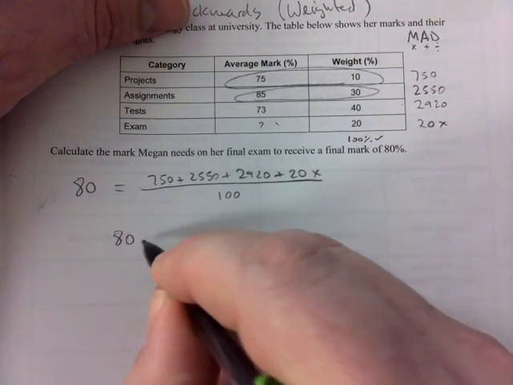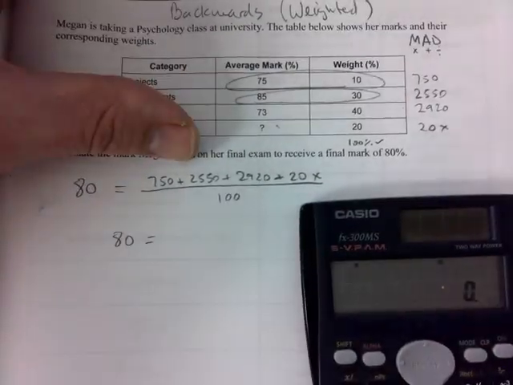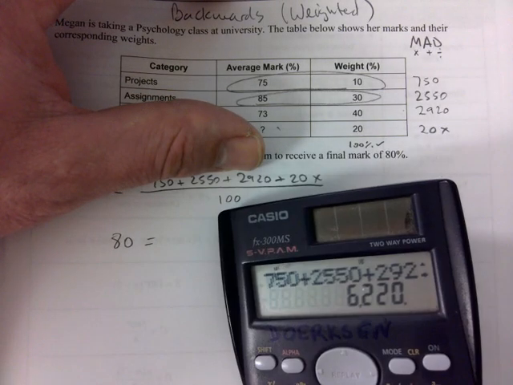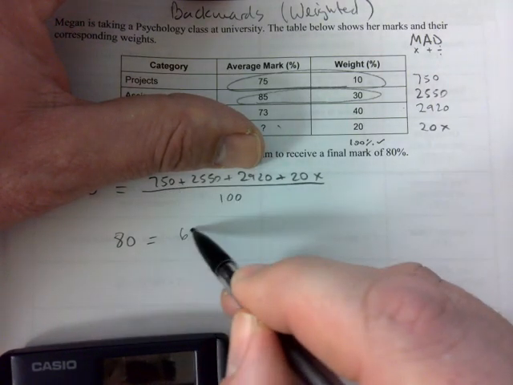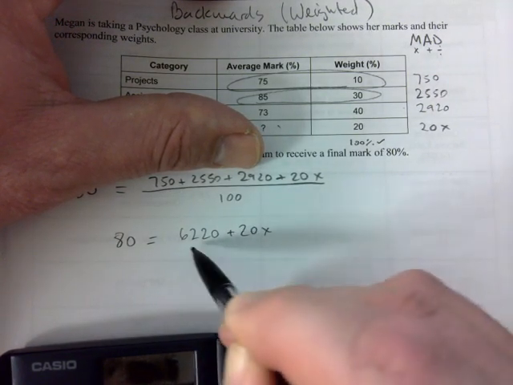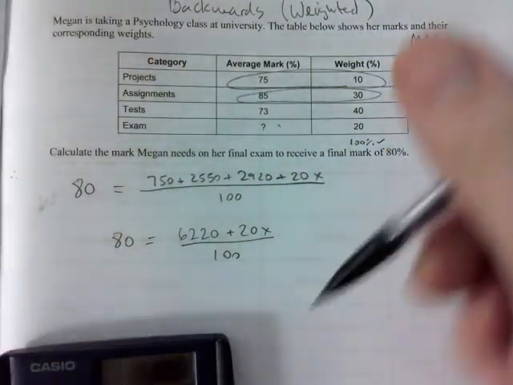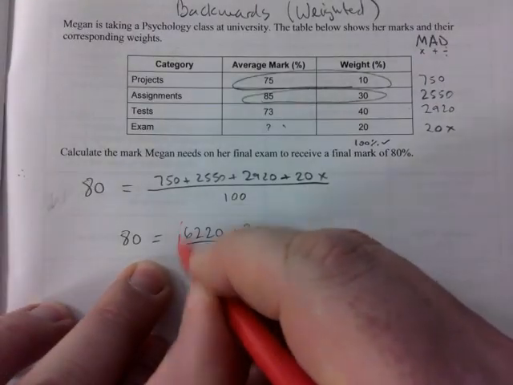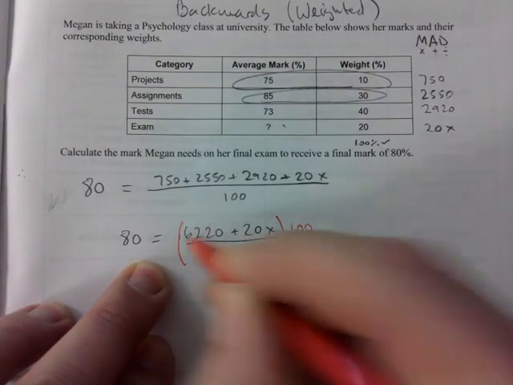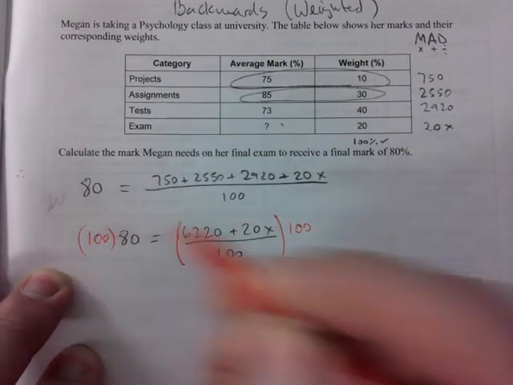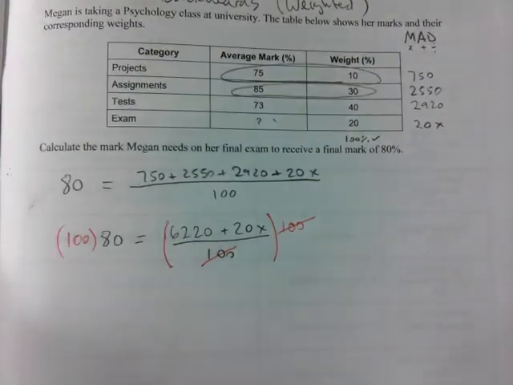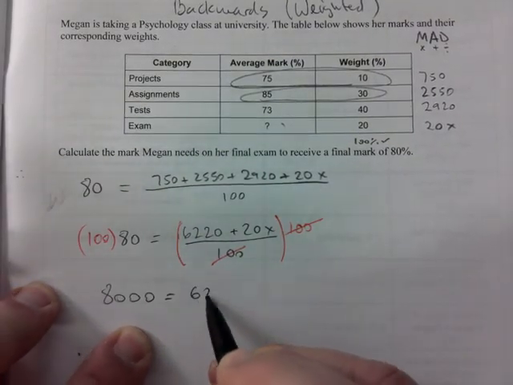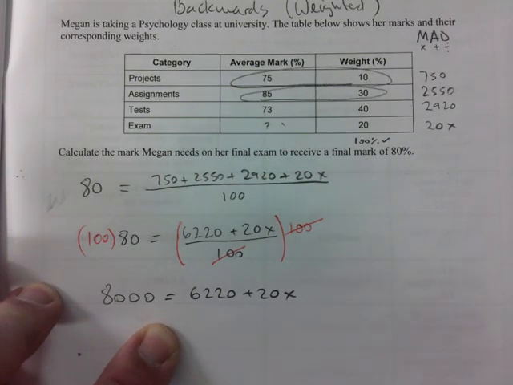Let's clean it up a little bit. I will add what I can. 6220 is what I get when I add these here. 6220 plus 20x over 100. And now I will start doing the algebraic steps, right? So the first thing is, yes, I multiply by 100. Multiply by 100. And that's to get rid of the 100 here. So that gives me 8,000 is equal to 6220 plus 20x.